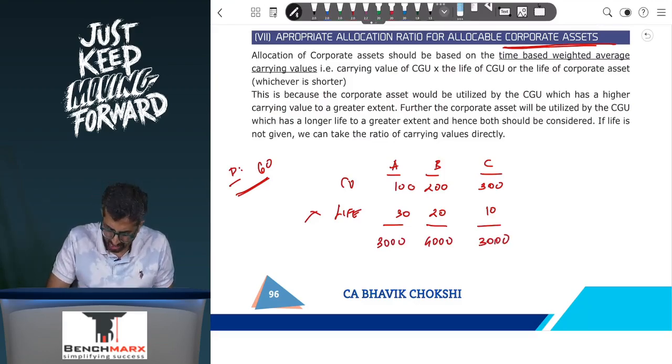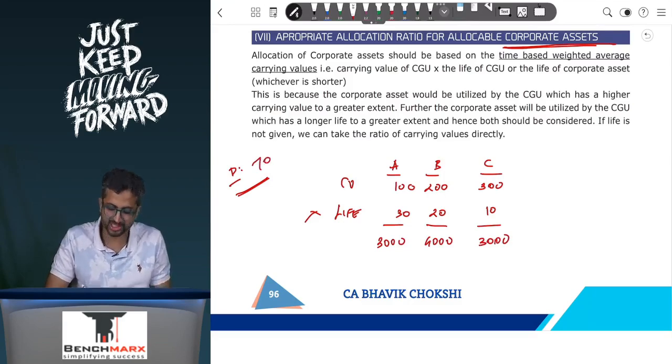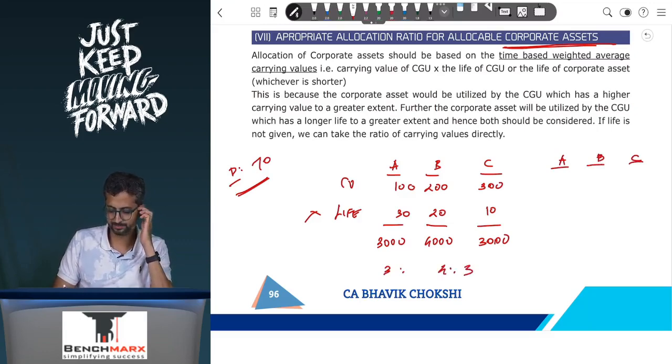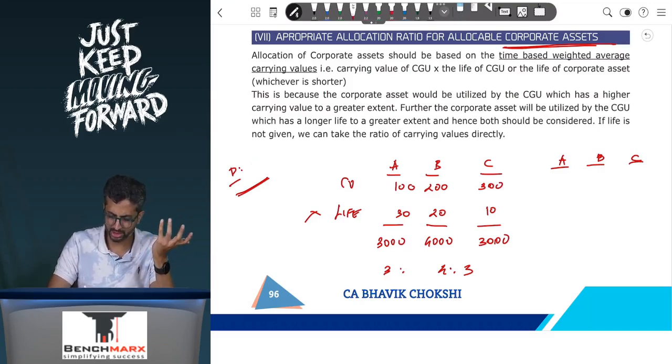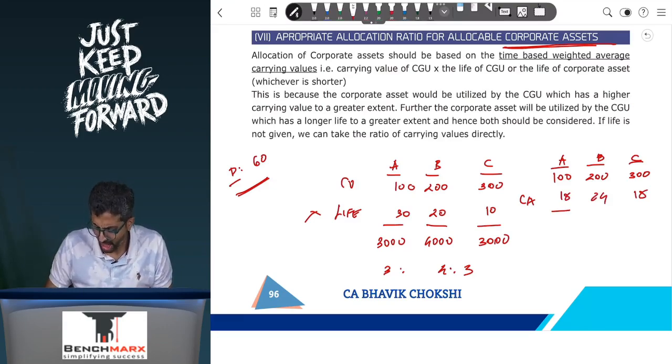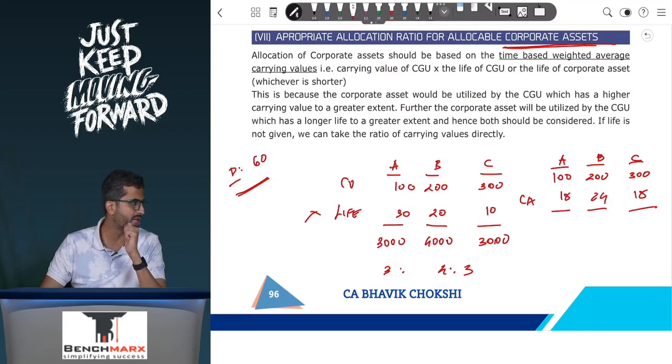And you will allocate. For simplicity, let me keep it as 60 only. Then this 60 will be allocated to A, B and C in the ratio of 3:4:3, which totals 10. So I will say 100, 200 and 300, on which I will add the allocable corporate asset of 60 into 3 by 10, and so on, which is 18, 24 and 18. This will be your total carrying value including the allocable corporate asset.